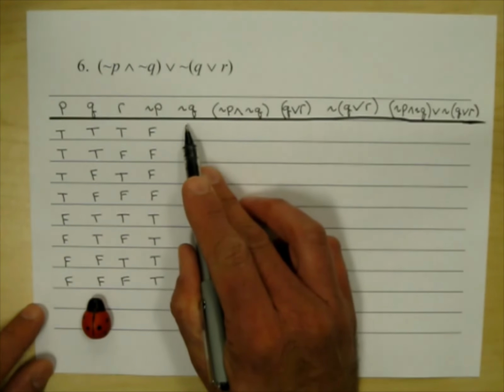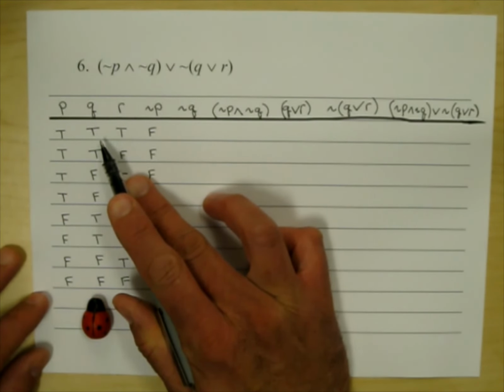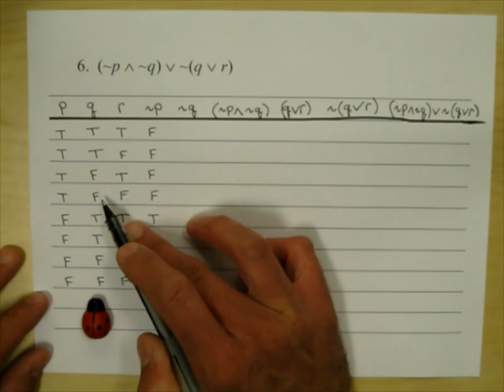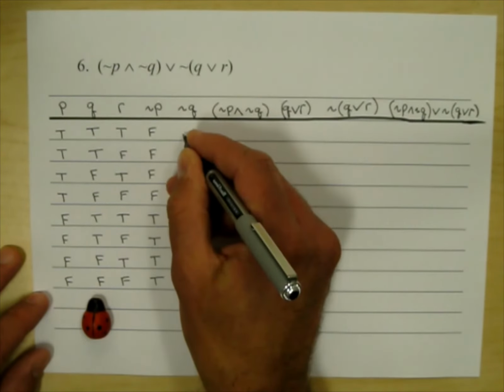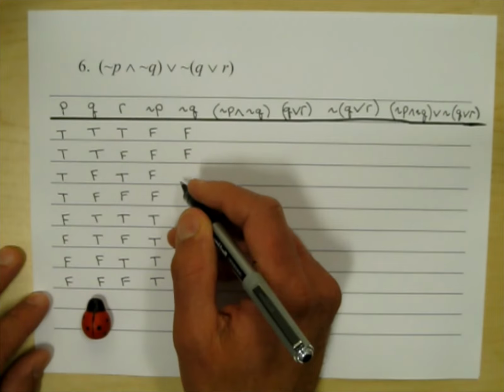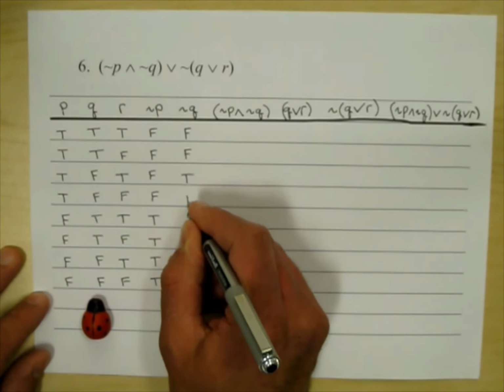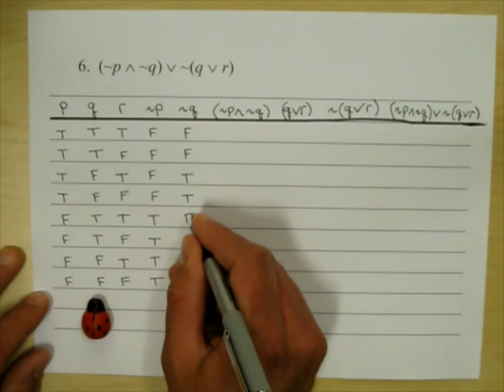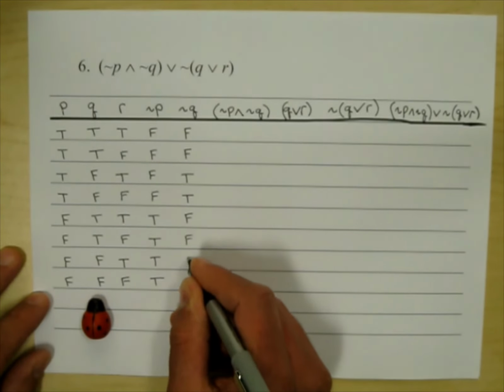Negation Q. Q is 2 trues and then 2 falses, 2 trues, 2 falses. So this is going to be 2 falses, 2 trues, 2 falses, 2 trues.